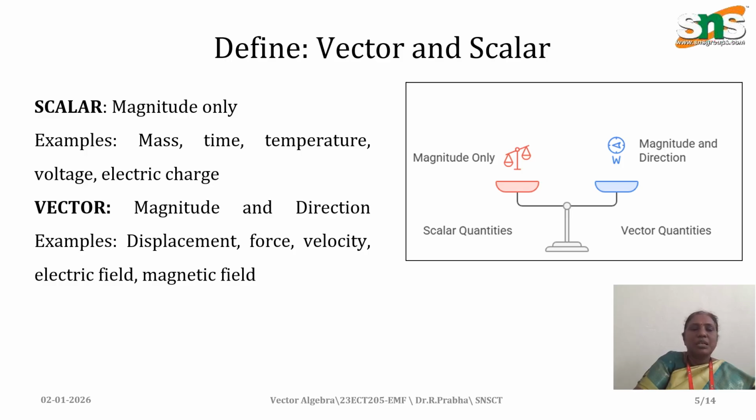So next comes the second stage of design thinking. It is the define part. So we are going to compare the vector and scalar quantities. A scalar, we know, is magnitude only. Examples of scalar quantities are mass, time, temperature, voltage, electric charge, etc. And vectors have both magnitude and also direction. Examples are displacement, force, electric and magnetic fields, velocity, etc.